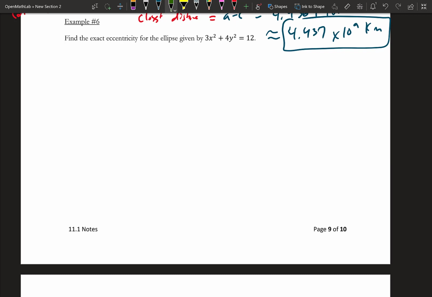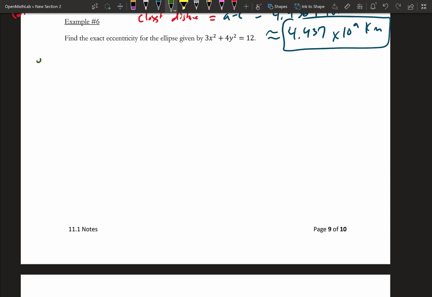Right? So you can see that studying elliptical curves would be important to astronomers, as an example. So then examples 6 and 7 are not so much applications, but just using eccentricity a little bit with elliptical equations. So example 6, we're given an equation of an ellipse and asked to find the exact eccentricity.